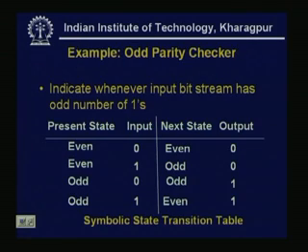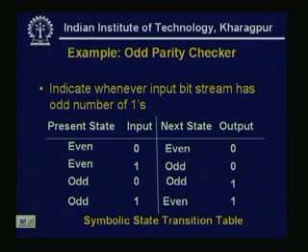So today we will start the finite state machine design. We start with an example. Say the example is odd parity checker. All of us know parity means, in a string of zeros and ones, if the total number of ones is even, that means the XOR of all the bits becomes 0, then it is an even parity, and if the number of ones is odd, then it is an odd parity.